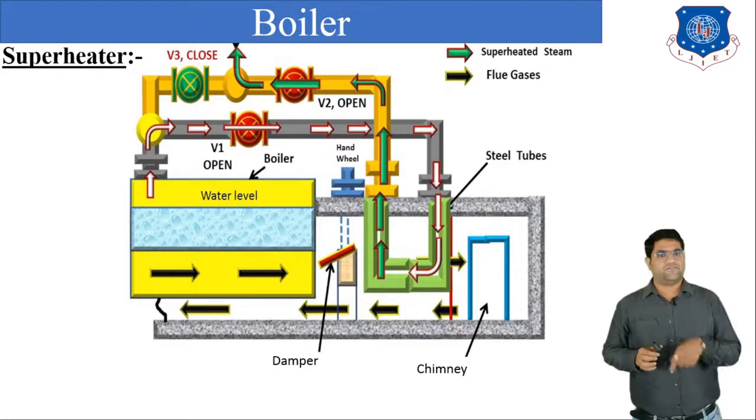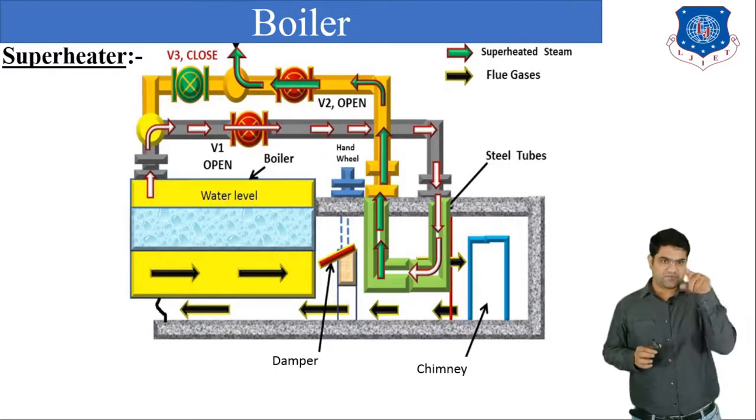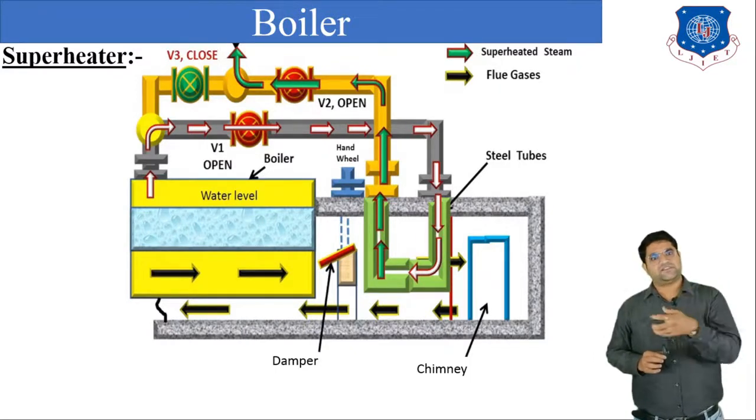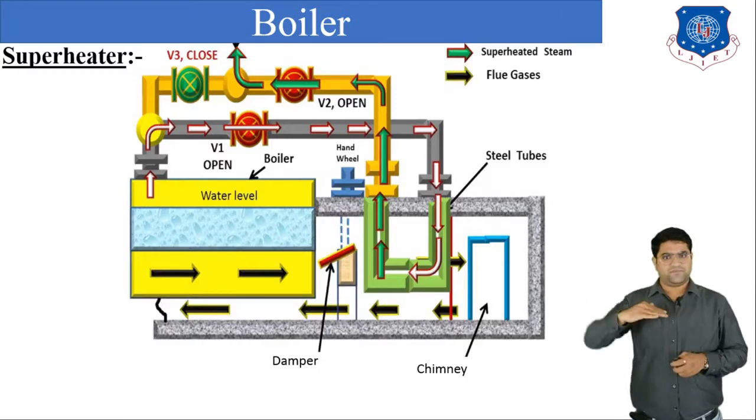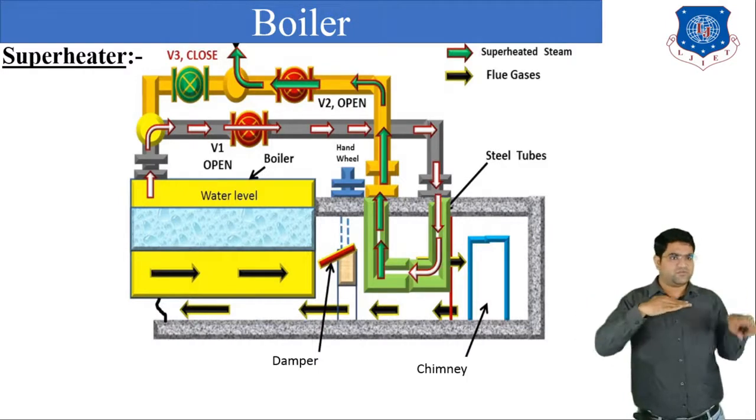Now what happens in the vertical pipe? The wet steam is circulated. That wet steam gains heat from the flue gases. Here the black color arrow shows the flue gases. So you can see the flue gases will travel into the superheater. So what happens?